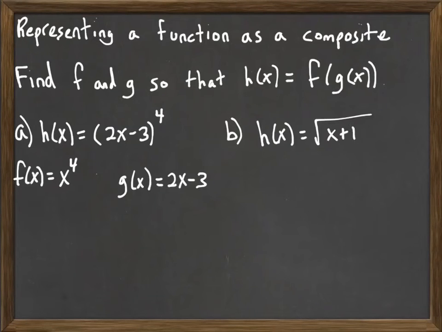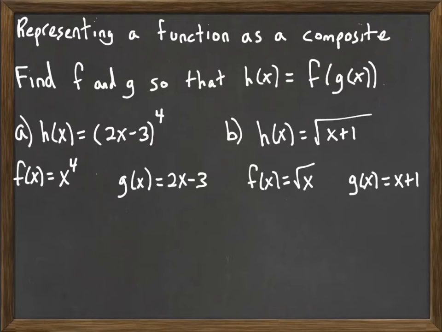Let's consider a second example here. h of x is equal to the square root of x plus 1. So once again, as we look at this problem, we think about how we would work this problem out. First, we would have to evaluate x plus 1. Once we get that answer, we then have to take the square root. So the outer operation here is the square root. And what are we taking the square root of? Well, we're taking it of x plus 1.